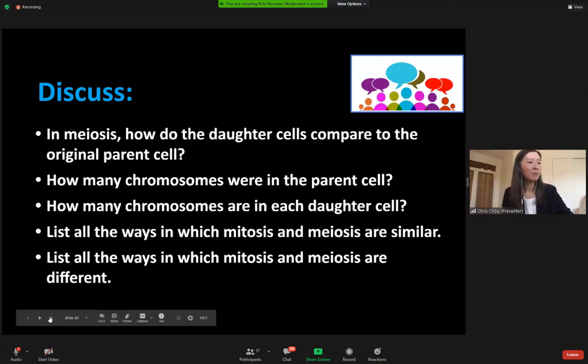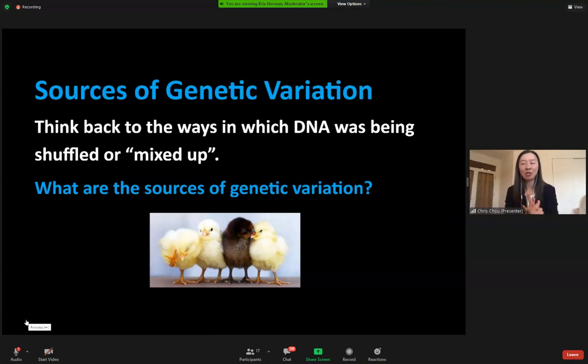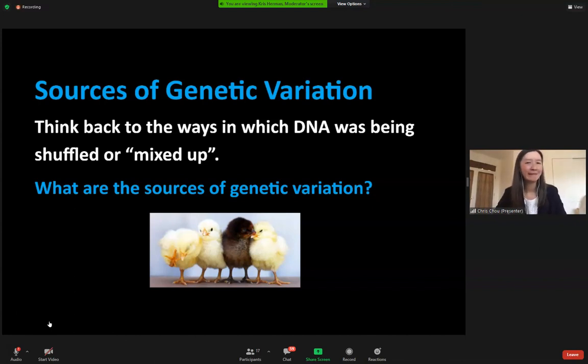So thinking back to the ways in which DNA was being mixed or shuffled up, we have already mentioned the crossing over. We've mentioned the independent assortment. Now, what's another source of genetic variation that you may want to bring up with your students in terms of sexual reproduction? How that is a benefit for species.